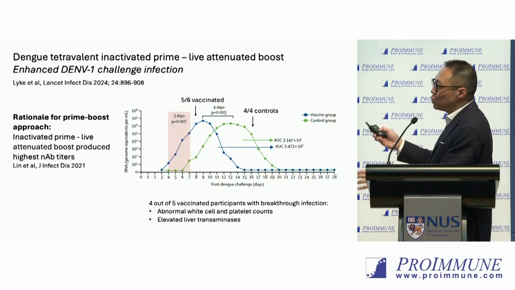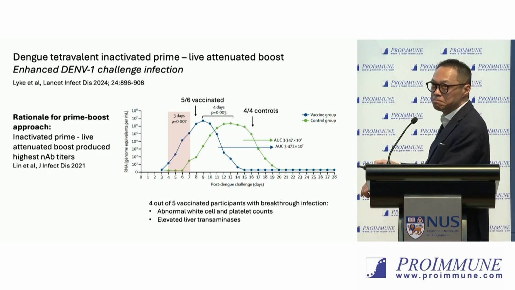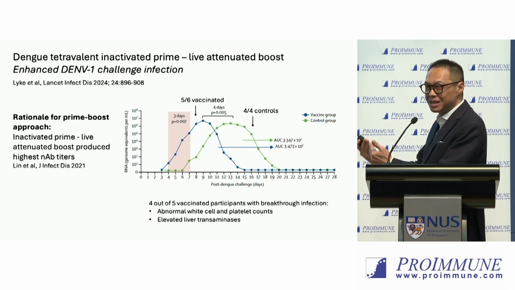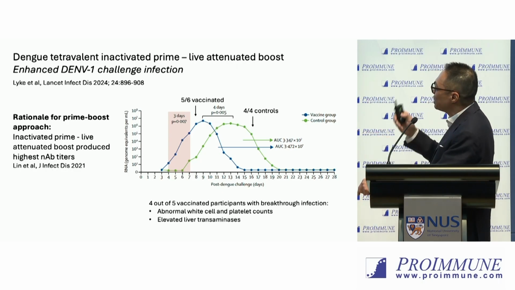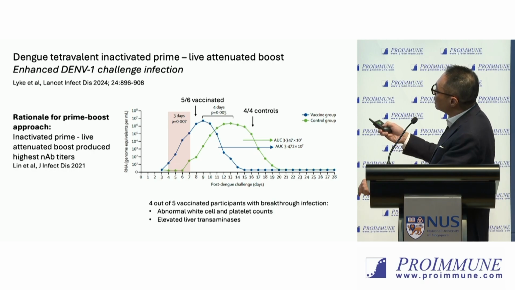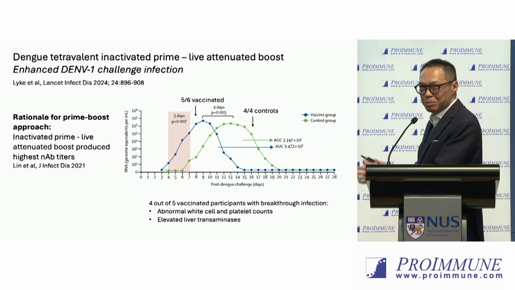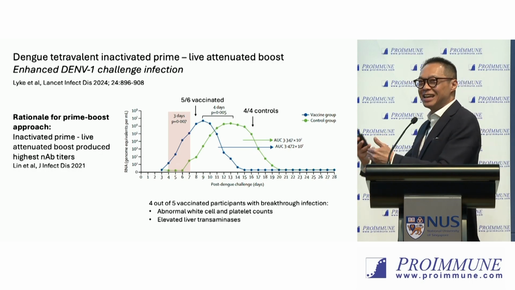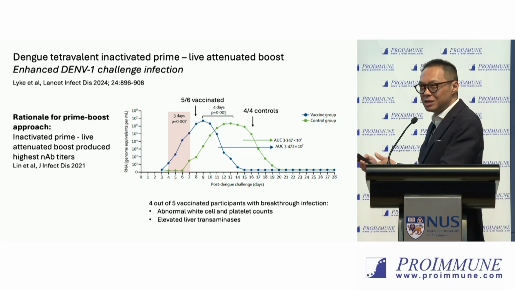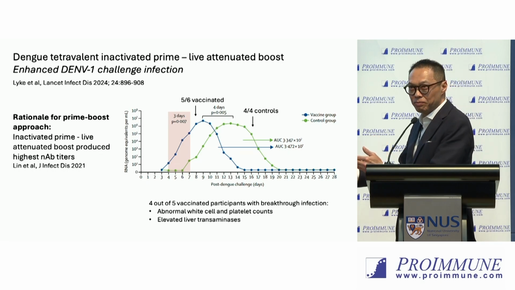This is the control, so they are not vaccinated. This is the vaccinated group. So 5 out of 6 of them, you can see the viremia started earlier. It's almost like enhancement, right, that we've seen earlier with the work of Albert Sabin, right? So on average, say it's about 3 days earlier. So 5 out of 6 of them. 4 out of 5 of these people with breakthrough viremic infection developed abnormal white cell count, abnormal platelet count, and abnormal liver enzymes, suggesting that beyond just earlier viremia, it is potentially making disease worse, right?